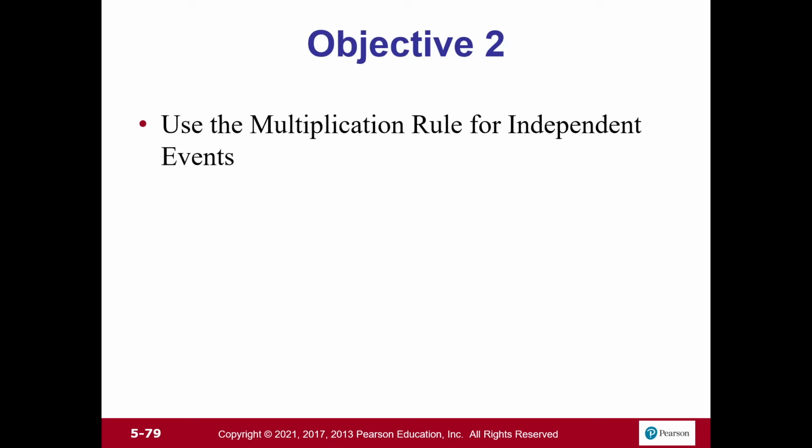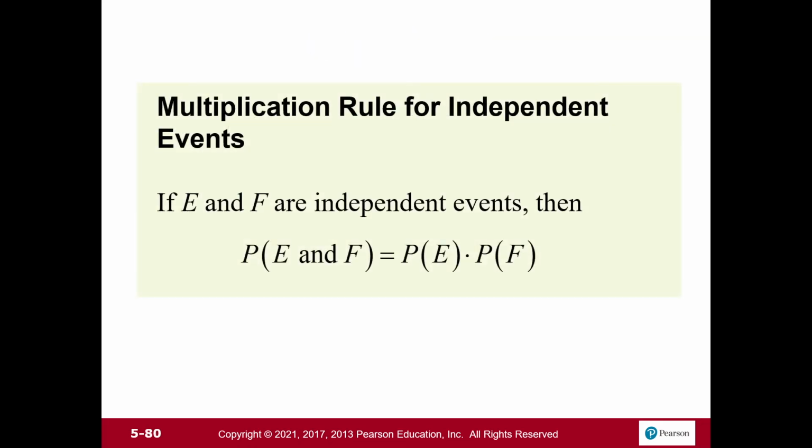Let's look at the multiplication rule for independent events. Here is the first formula we have. If E and F are independent events, then the probability of E and F is equal to the probability of E times the probability of F.